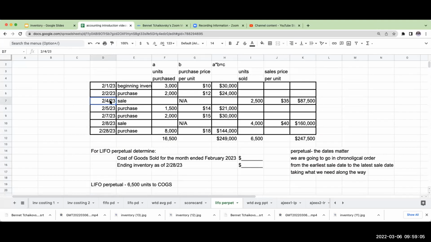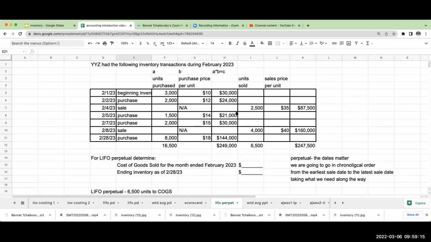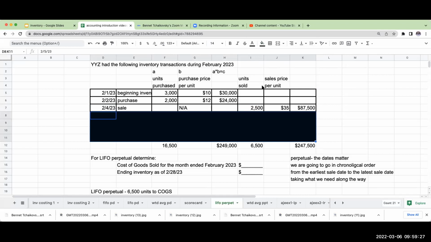Now, what I'm going to start with is my 2/4/23 sale of 2,500 units. The important thing is to remember, I'm going in chronological order. The first sale is on February 4th. I do not look at any of these sales over here. These have not yet happened, according to this methodology.